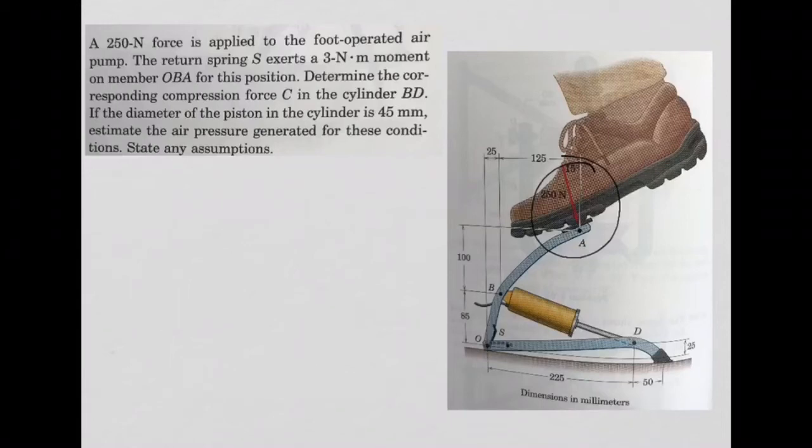What else? There is a spring here, this spring S that you see here. This means when you put that force of 250, this spring will react with a moment. Okay? And that moment is given in the question. Look, 3 Newton meter moment. And this moment is being applied on this member OBA. Basically, it's this member here, right? And that moment is being applied at point O in this member OBA. Okay?